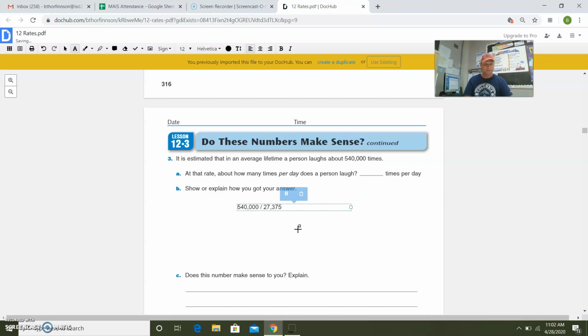So you're going to take 540,000 and divide it by 27,375. When you do that, you get about 19.7 times. So we could round that up. Now, you can't round that to a tenth, because either you're laughing or you're not laughing. But that would round up to 20 times, 20 times per day the average person laughs.